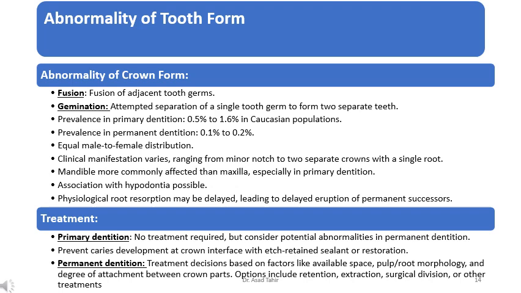Treatment. Primary dentition, no treatment required, but consider potential abnormalities in permanent dentition. Prevent caries developing at the crown interface with etch-retained sealant or restoration. Permanent dentition, treatment decisions based on factors like available space, pulp/root morphology, and degree of attachment between crown parts. Options include retention, extraction, surgical division, or other treatment.